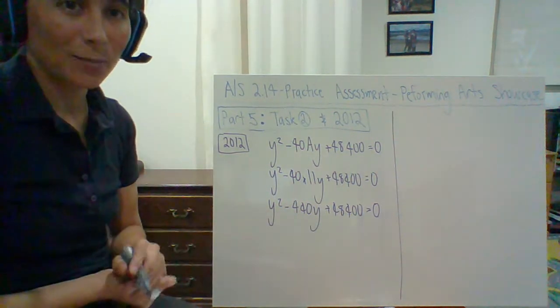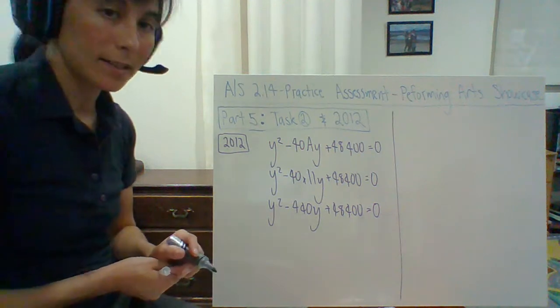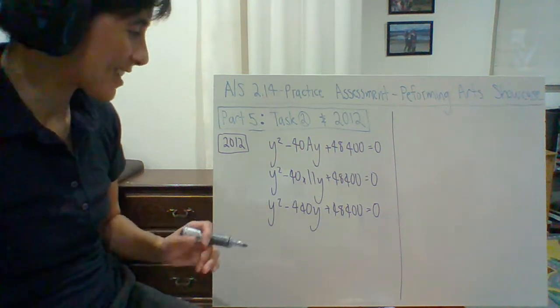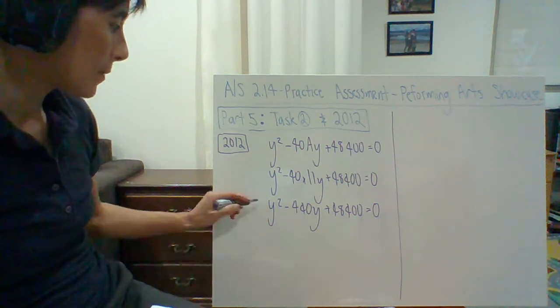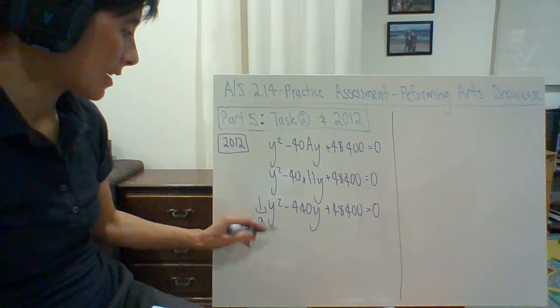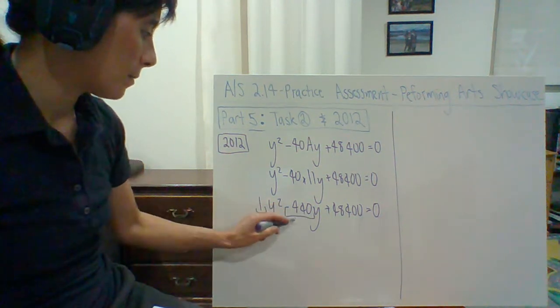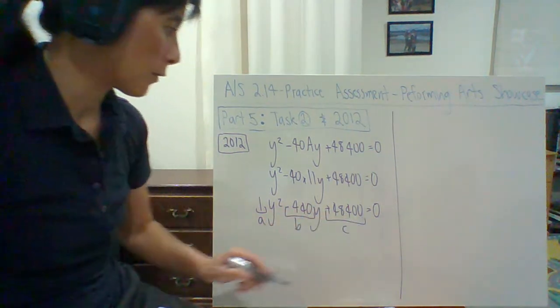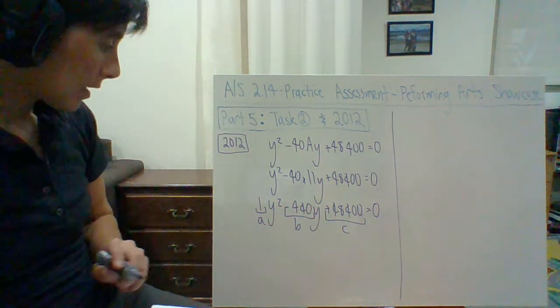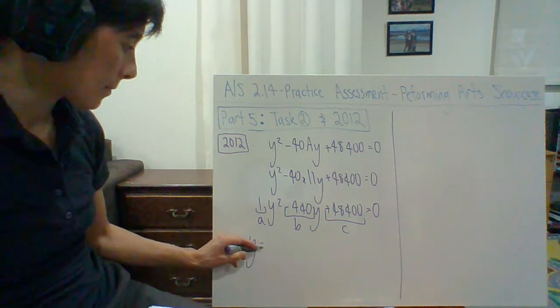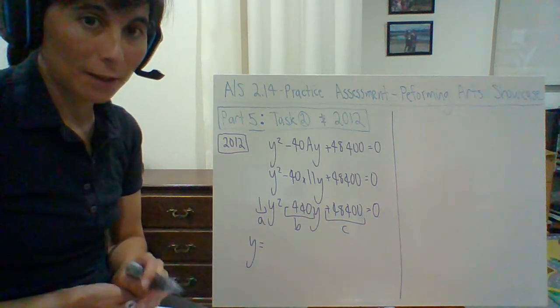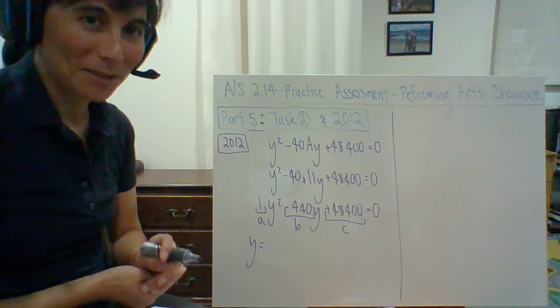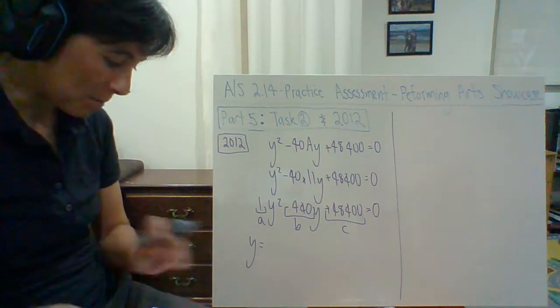So here's a quadratic, and we can solve this to work out what y is. So it doesn't just have to be in terms of x to use our quadratic formula. So we can just still say here a is 1, b is negative 440, and c is 48,400. So if we substitute that into the quadratic, negative b plus or minus the square root of b squared minus 4ac, all divided by 2a.